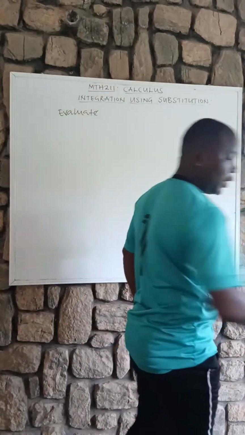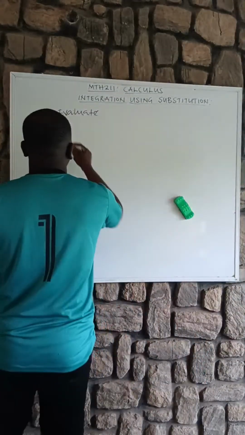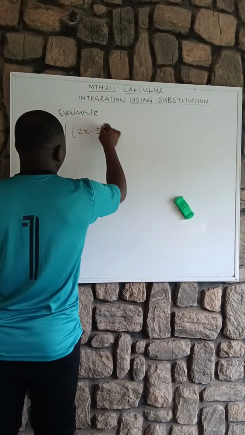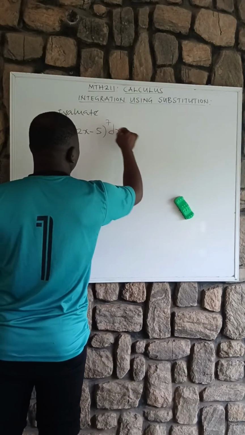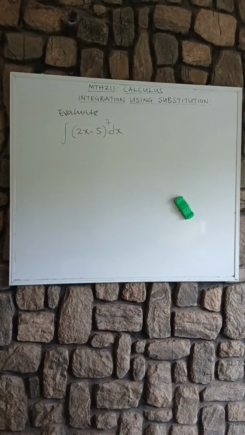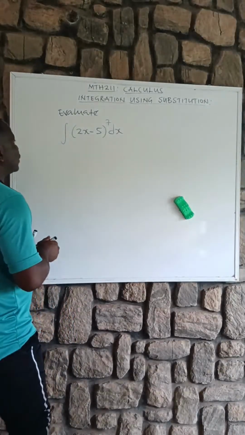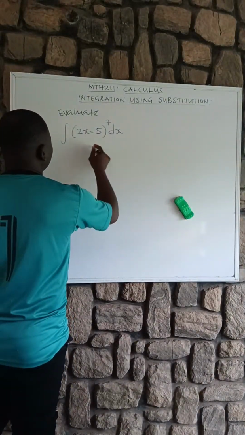Okay. Yeah, evaluate the integral of (2x - 5) raised to power 7. Yes, it's simple as ABC. Let's look at this together. We are still going to use substitution. So whenever you come across functions of this form, you need to use substitution. Is that clear? So let's write the solution.